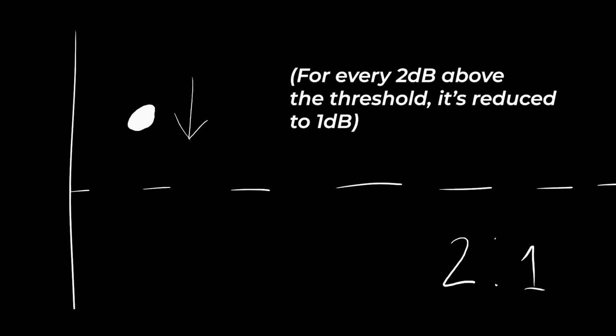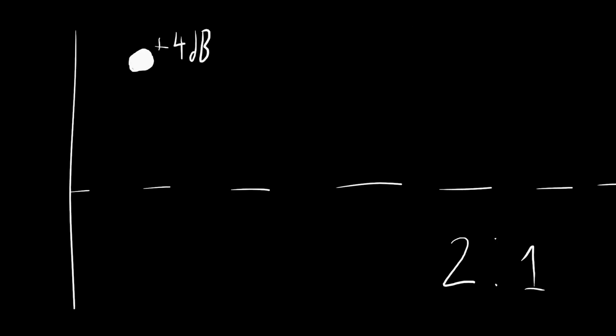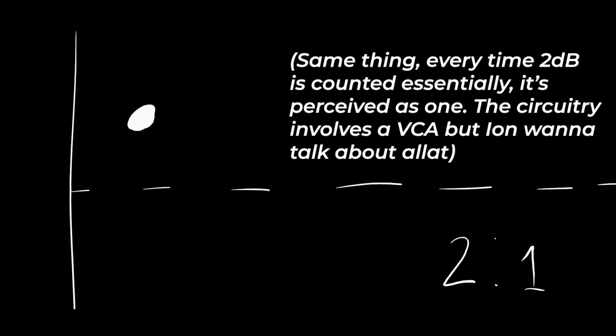The ratio is a fraction. So let's say our point is here and our threshold is here. And let's say our ratio is 2 to 1. If this point is 2 decibels above our threshold, it would be reduced to 1 decibel, or half. If the point was 4 decibels above our threshold, it would be reduced by 2. Again, half. If you want the point to be slammed down to the threshold itself, you would have to theoretically have a ratio of infinity.